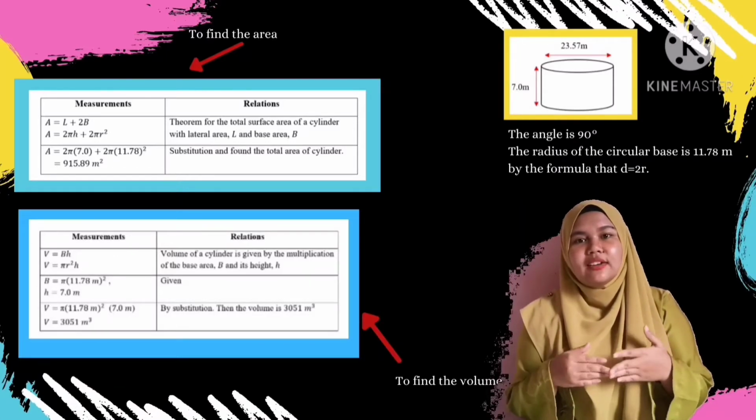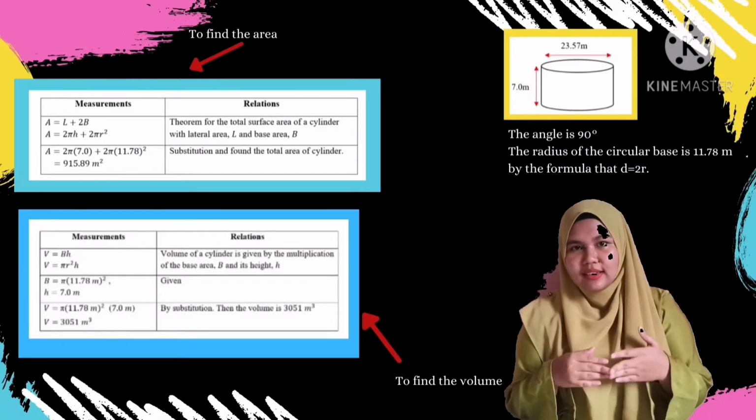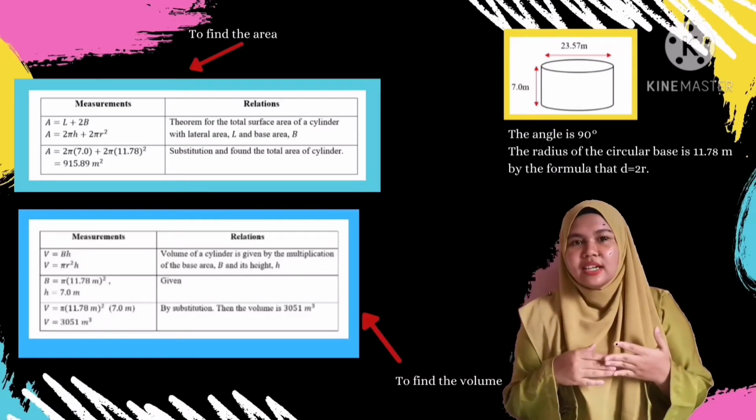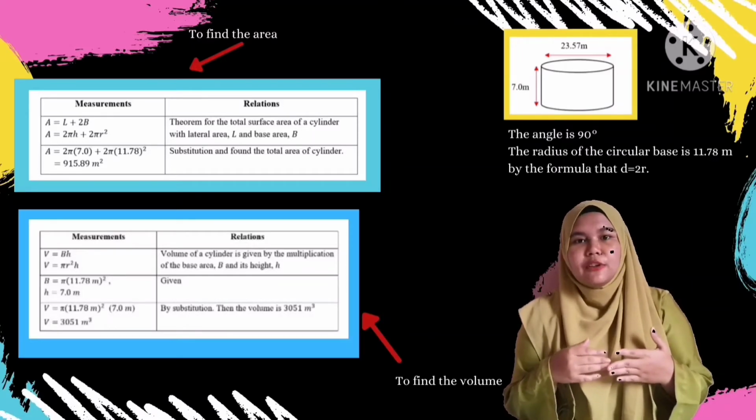Then we found that the area is 915.89 meters squared. Then to find the volume, we multiply the base area with the height. Then we found the volume is 3051 meters cubed.